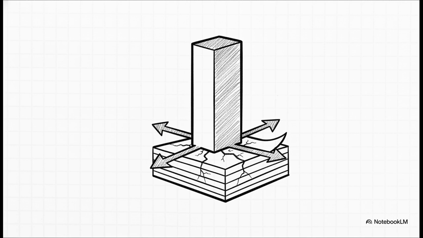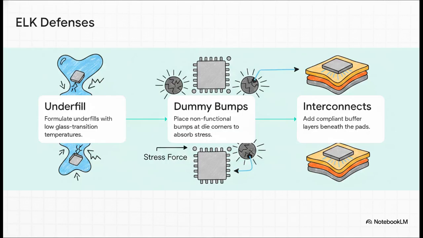Because of the distance from neutral point effect, which acts a lot like a crowbar pulling on a nail, this stress brutally concentrates and tears at the outermost corners of large area dies, causing cracking and peeling. So how on earth do you protect something so fragile? First, you formulate low-stress underfills to absorb the shock. Second, you add compliant interconnect buffer layers made of ductile nickel, gold, or copper.